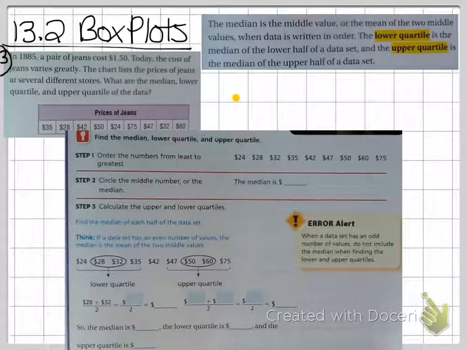So we have this problem: in 1885, a pair of jeans cost $1.50. Wow. Today the cost of jeans varies greatly. The chart lists the price of jeans at several different stores. What are the median, lower quartile, and upper quartile of the data? So first step is going to be listing the prices from least to greatest and finding our median.